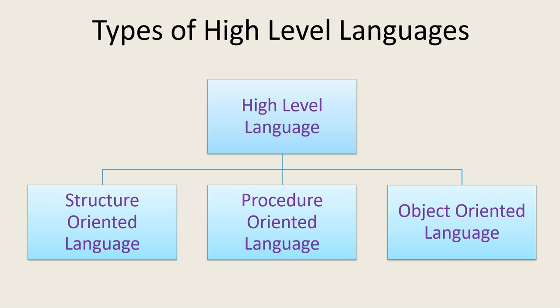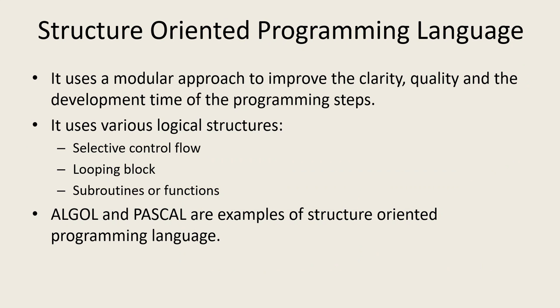We basically have three types of high level languages. First one is structure oriented programming language. Second one is procedure oriented programming language, and third one is object oriented programming language. So we are going to see first structured oriented programming language. It uses a modular approach to improve the clarity, quality and the development time of the programming steps.